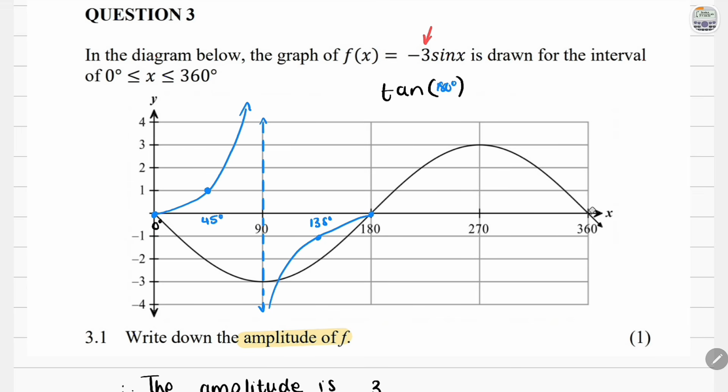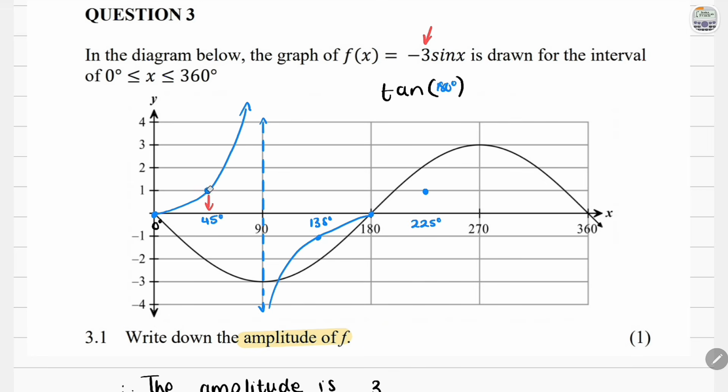Because this interval goes all the way to 360 degrees, we will have another cycle of the tan graph over there. So again, we have 180 degrees and 0. 45 degrees later, we are at 225 degrees. This is where we'll have a y value of 1 again. Okay, all of these values are just repeating themselves.